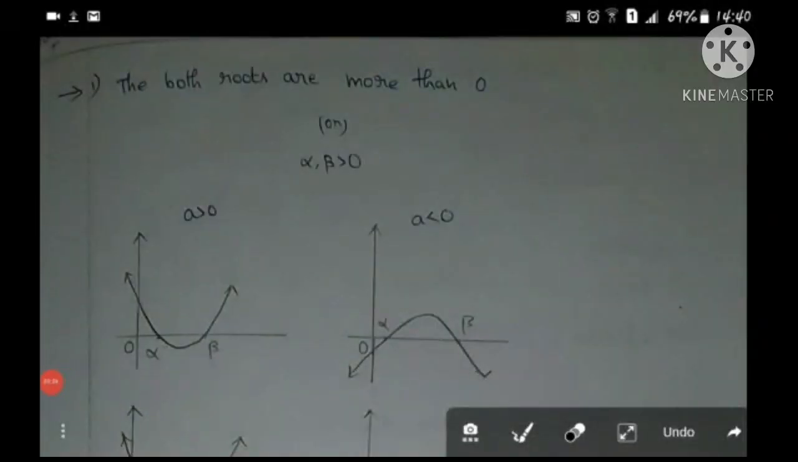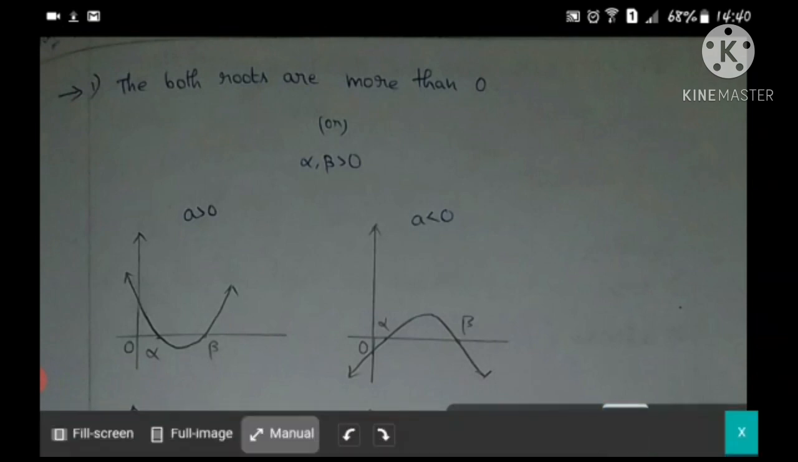In this video, I'm going to teach you the continuation of the quadratic equations topic. The next topic is location of roots. In this location of roots, we have some conditions. We are going to use those conditions and form some conditions in this video. Now, I'll show you some conditions.